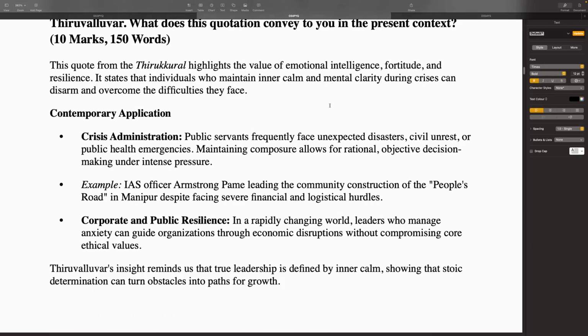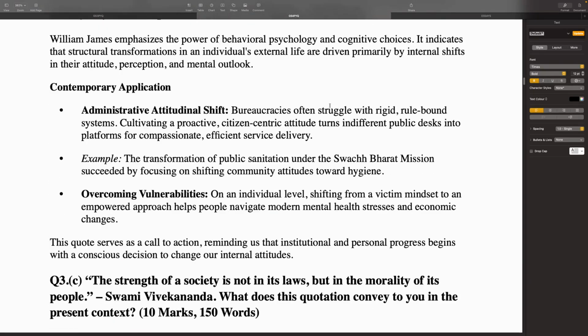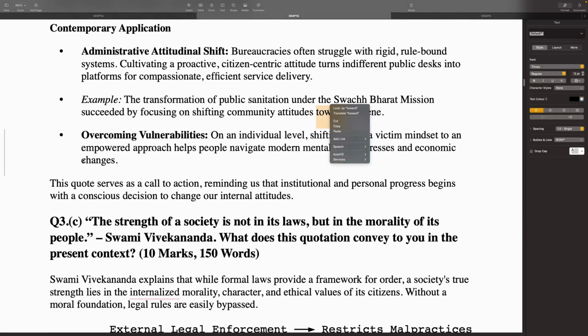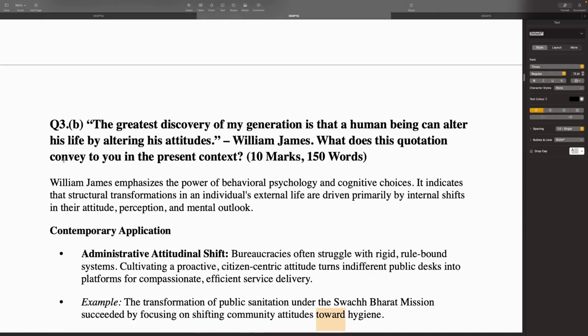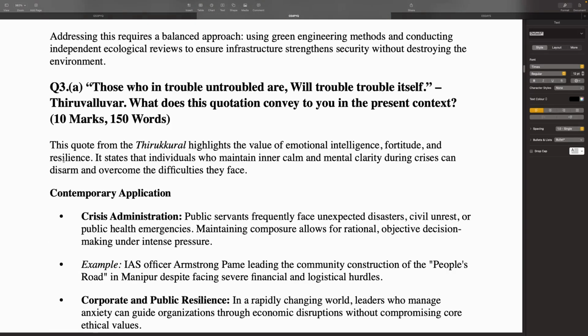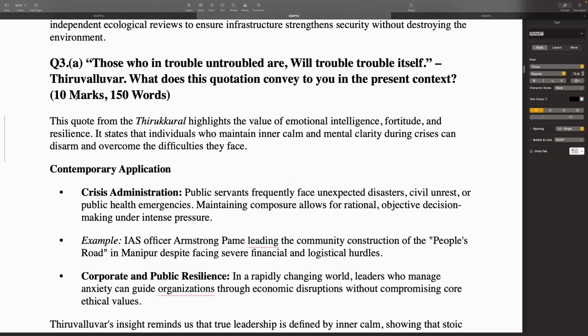So I already completed 4 questions, so I will go with only this question. 3A. Those who in trouble untroubled are, will trouble itself. Thiruvalluvar. What does this quotation convey to you in the present context?